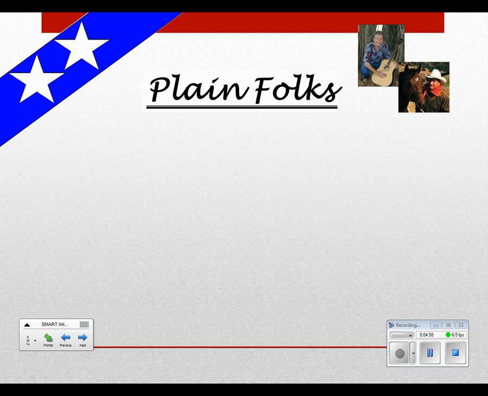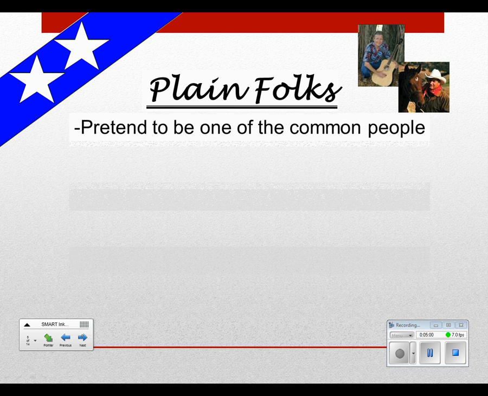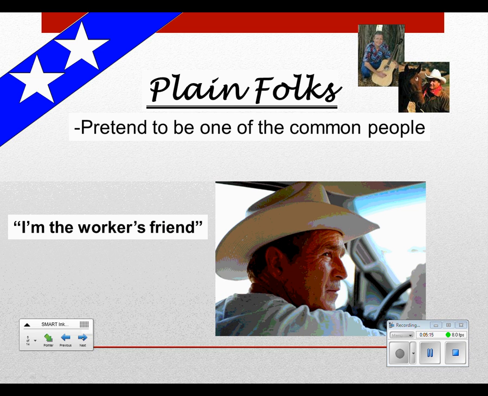Plain folks, you'll see these kinds of ads. This is where you want to try and be one of the common people. George Bush would do this, wearing a cowboy hat. Jimmy Carter would always go around with his sleeves rolled up, wanting to be one of the common people. I have an ad of Rod Blagojevich sitting on a front porch talking to a family. I'm sure that really happened. I'm the worker's friend. There you see George Bush with the pickup truck, a cowboy hat. He's one of the common people, so that way the voters don't see you as being this highfalutin, uppity snob person. It sees you as one of them, essentially.